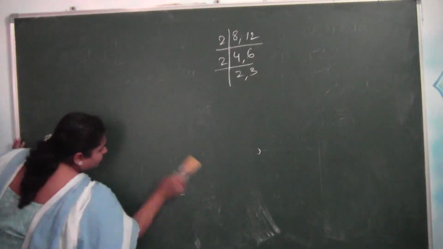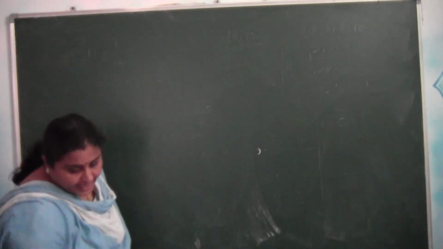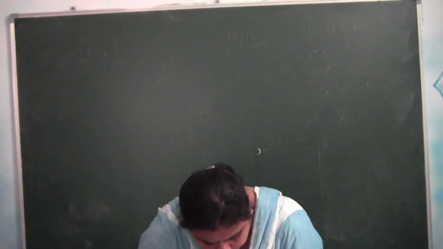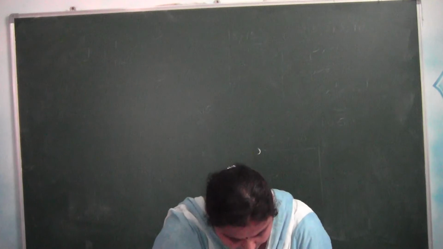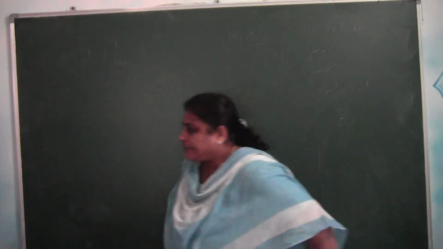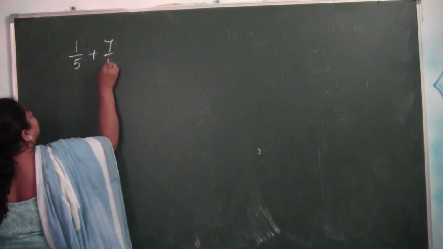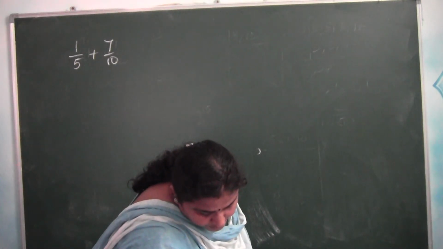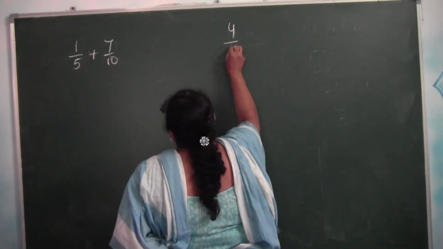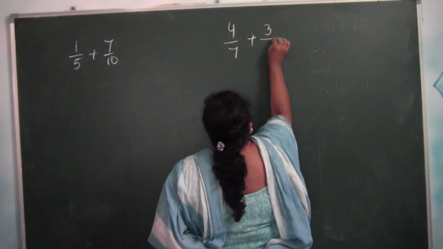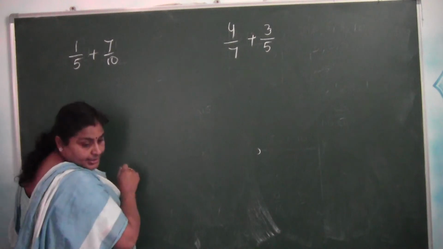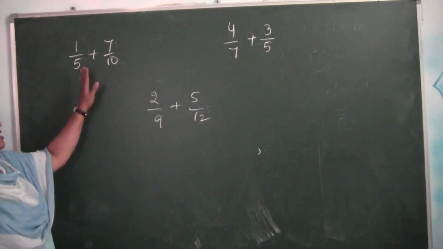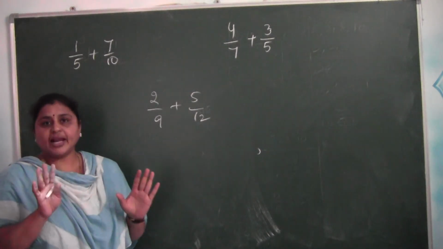Now, I will just write 3 varieties of fractions. Okay. Now say, let me take from your exercise itself. Now see, 1 by 5 plus 7 by 10. So this is one variety of fraction, and 4 by 7 plus 3 by 5 is another variety of fraction, and 2 by 9 plus 5 by 12. Now I have written here 3 different fractions. All are unlike fractions only.